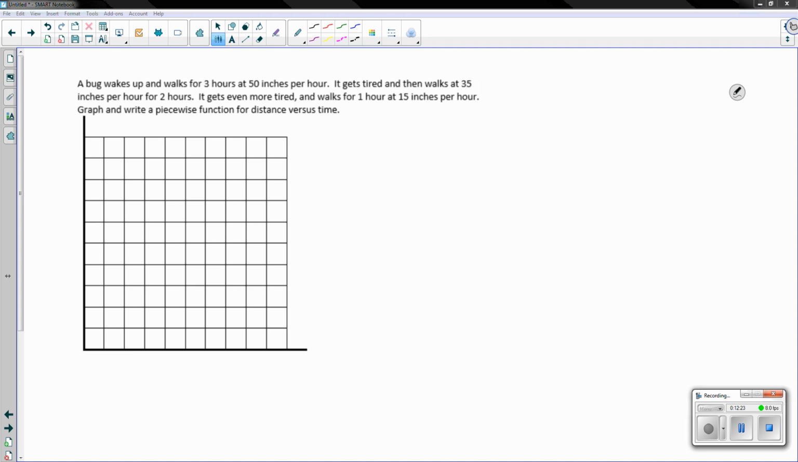Okay, so we want to figure out what the input and output variables represent. And one of the things I want to highlight is this part of the first sentence here, 50 inches per hour. So we can write that in the following way, 50 inches per 1 hour. And when I see that, that to me represents a rate of change. It's telling us for every 1 hour we move, this bug will travel an additional 50 inches. And knowing that a rate of change equals slope, and we know slope is change in y over change in x, we can see that our x variables are going to represent time and our y variables are going to represent distance.